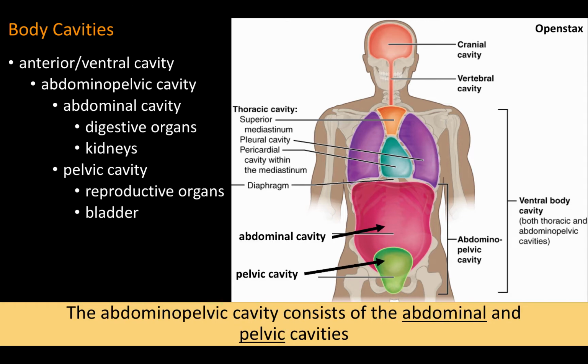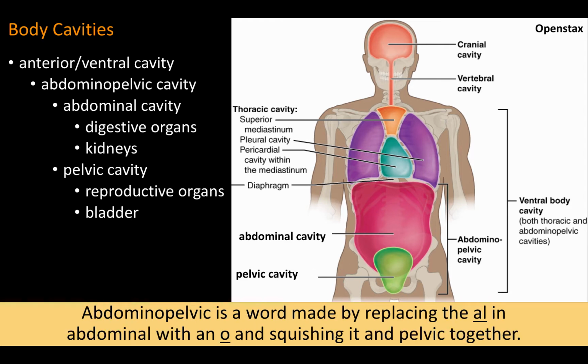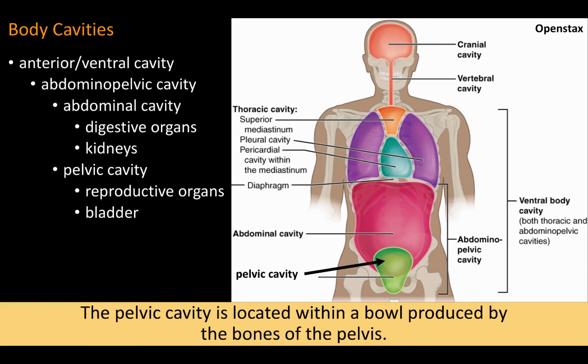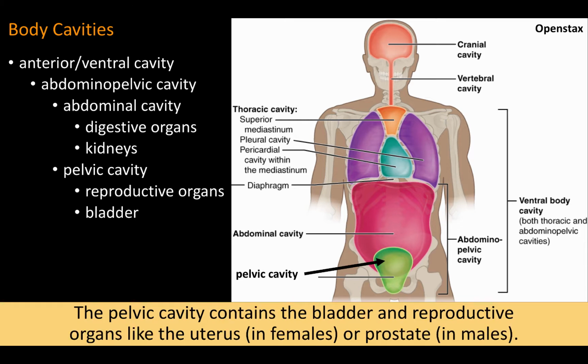The abdominopelvic cavity consists of the abdominal and pelvic cavities. Abdominopelvic is a word made by replacing the AL in abdominal with an O and squishing it and pelvic together. The abdominal cavity contains most digestive organs, including the liver, stomach, and most of the intestines. The pelvic cavity is located within a bowl produced by the bones of the pelvis. The pelvic cavity contains the bladder and reproductive organs like the uterus in females or prostate in males.